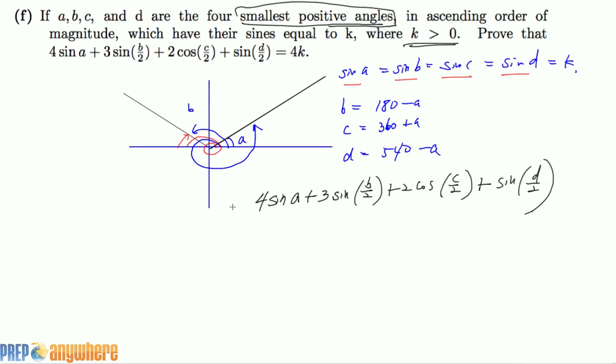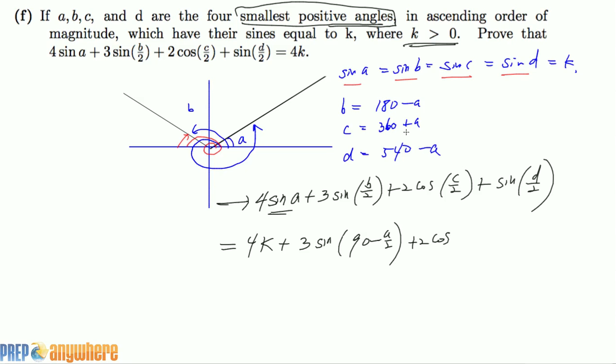Okay, so I just wrote down the equation again. I'm going to try to show that this is equal to 4K. So sine of A, I can just change to K. Now B, I can replace with 180 minus A, so we get sine of (180 minus A) over 2, which is going to turn into a 90 minus A over 2, plus 2 cosine of C over 2.